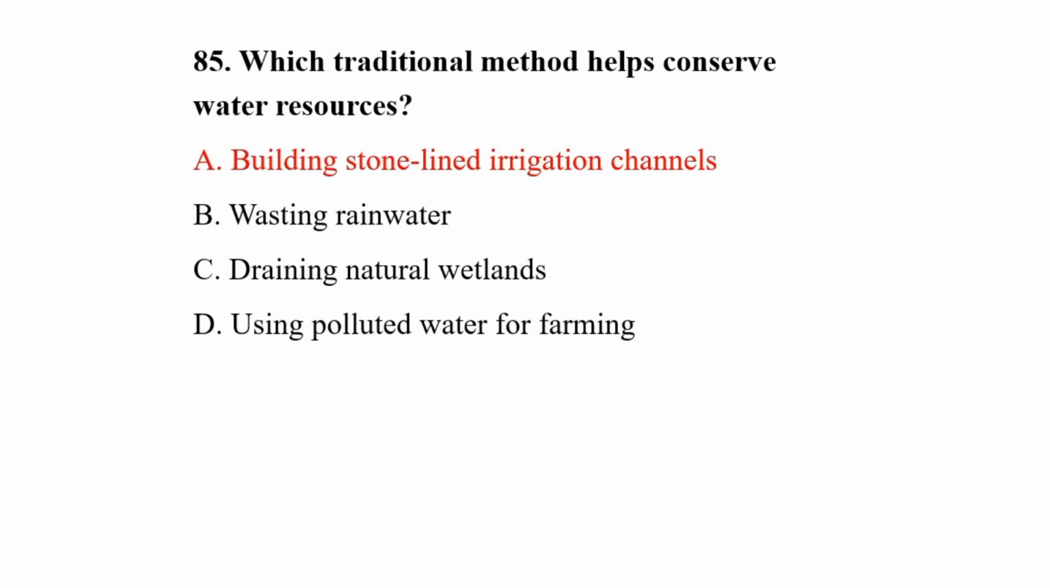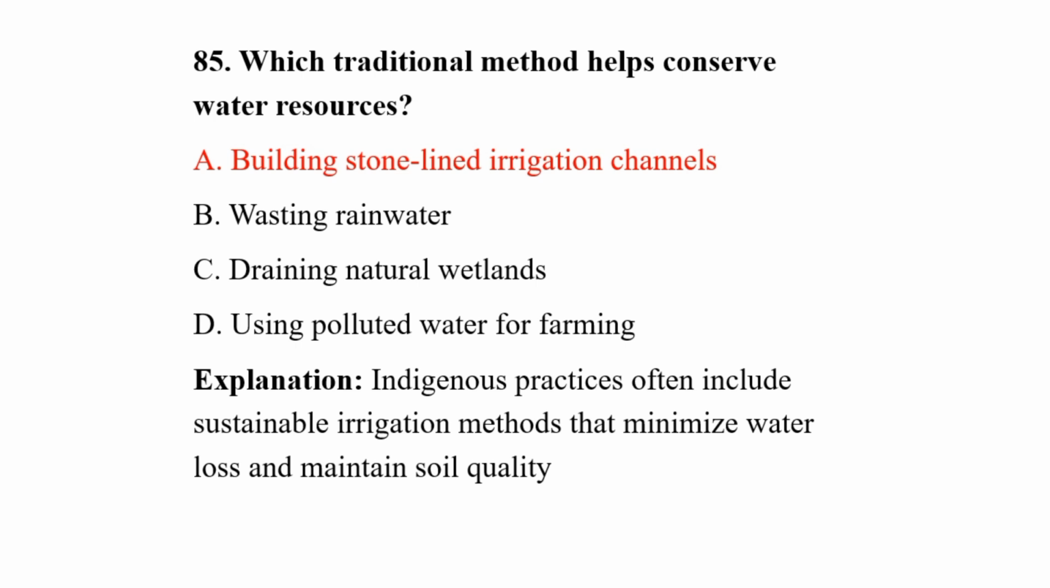The answer will be building stone-lined irrigation channels. Indigenous practices often include sustainable irrigation methods that minimize water loss and maintain soil quality.